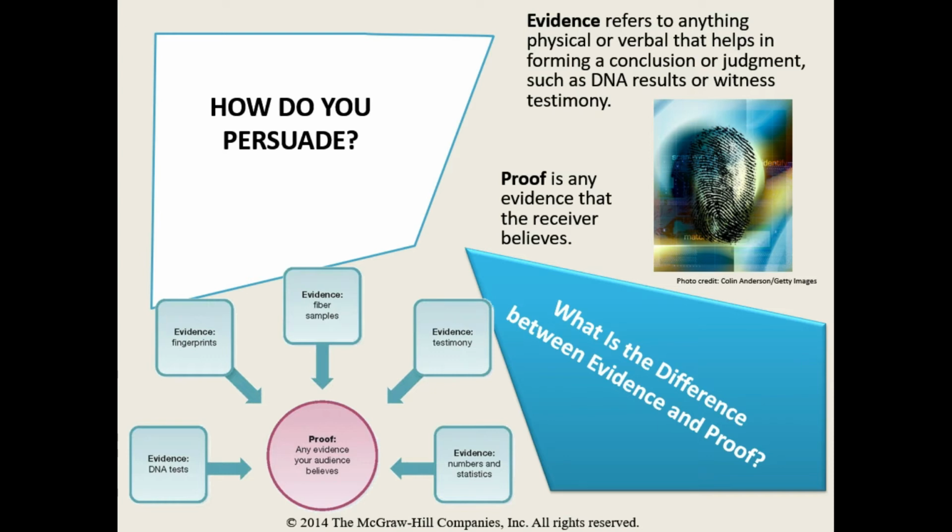Depending how I'm standing, I will have my back to some people, I will have a side profile to other people, and a full front face-to-face view of other people. So again, witness testimony is important, but the perspective is really important too. This is where proof comes in. This is any evidence that the receiver believes.